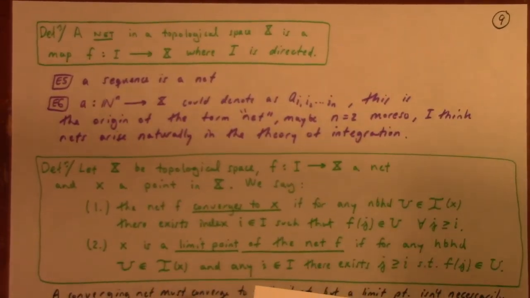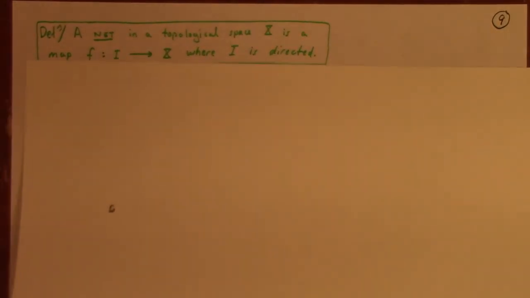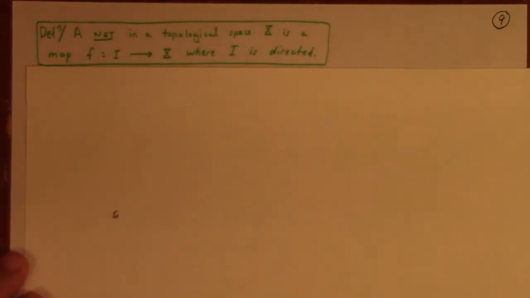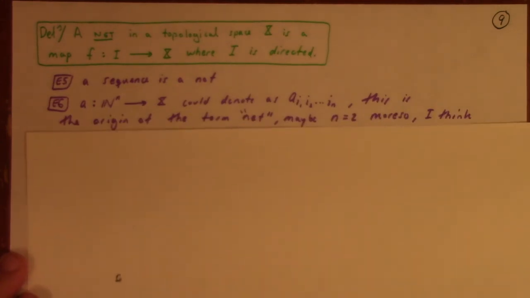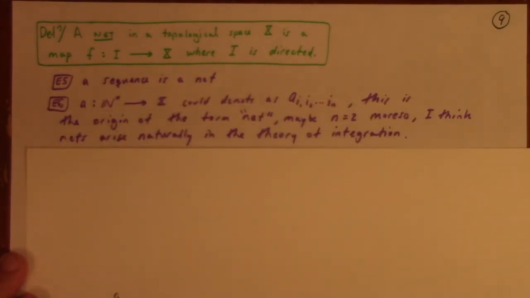Let's see here, otherwise I'd skip it. But anyway, a net in a topological space X is a map F from a directed set to X. Just like I said, it's a sequence where you replace the integers with a directed set. That's it. And so a sequence is a net.